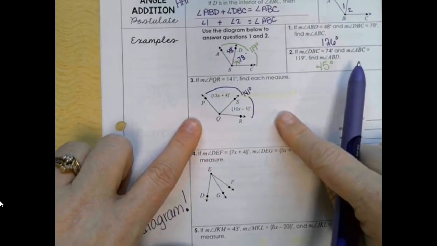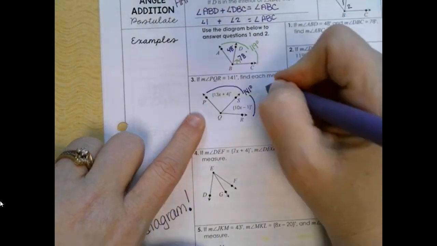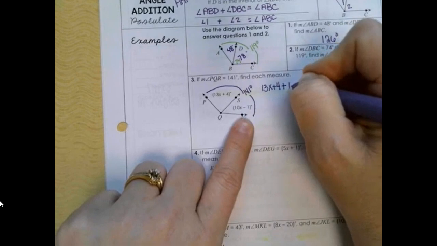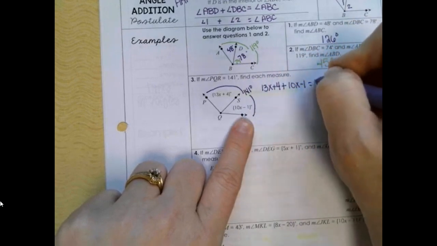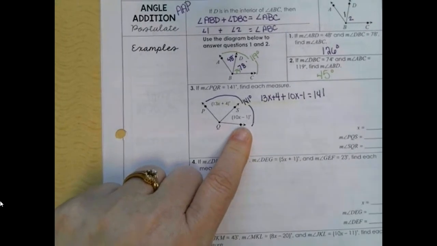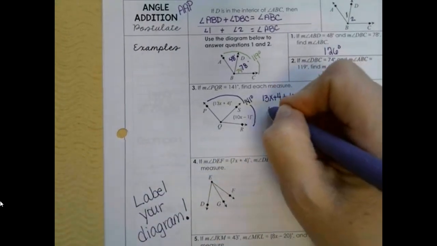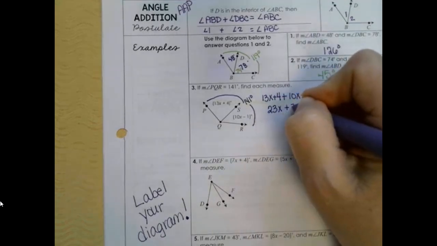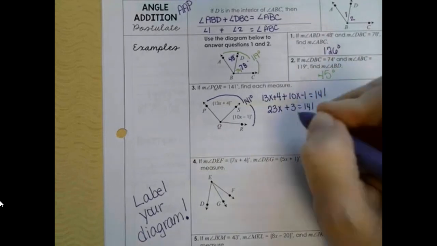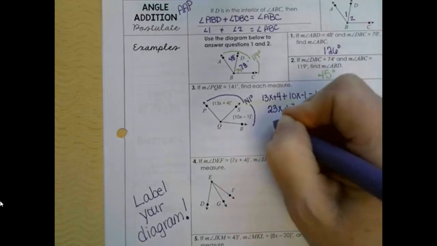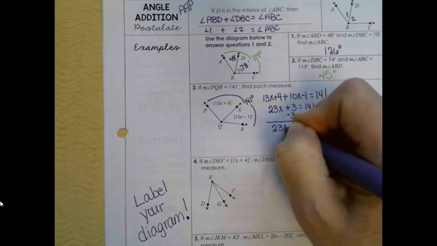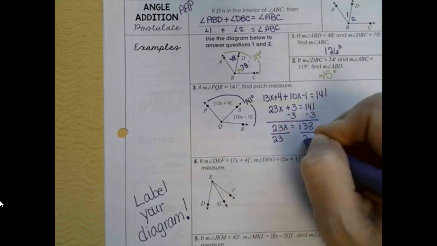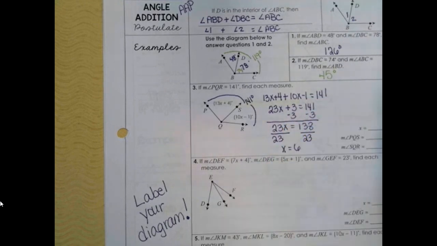So this is just like the segment addition postulate that we did the other day. We're going to say 13x plus 4 plus 10x minus 1 equals 141. I'll do the algebra with you on this problem. 13x plus 10x, we're going to combine like terms. 4 plus a negative 1 is a positive 3, equals 141. Subtract the 3. 23x equals 138. And then divide by 23, and you get x equals 6.